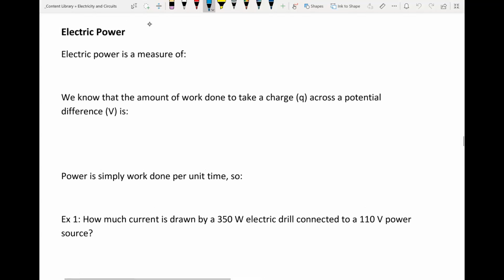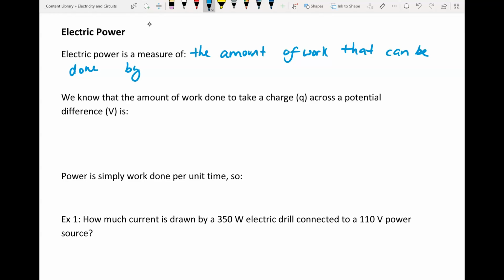I'm going to focus on electric power in this lesson. So electric power is a measure of the amount of work that can be done by a current in a given unit of time.